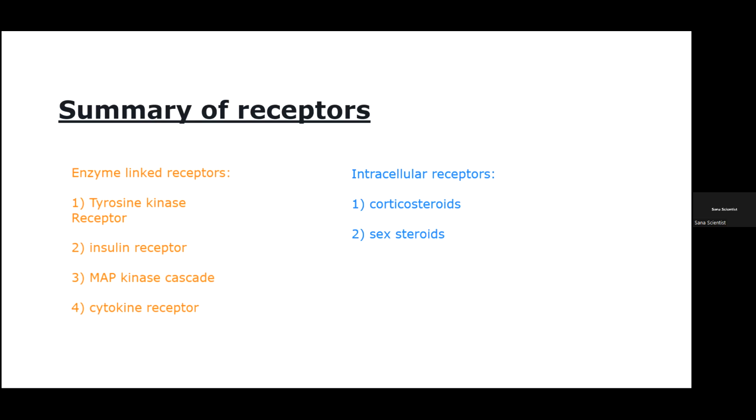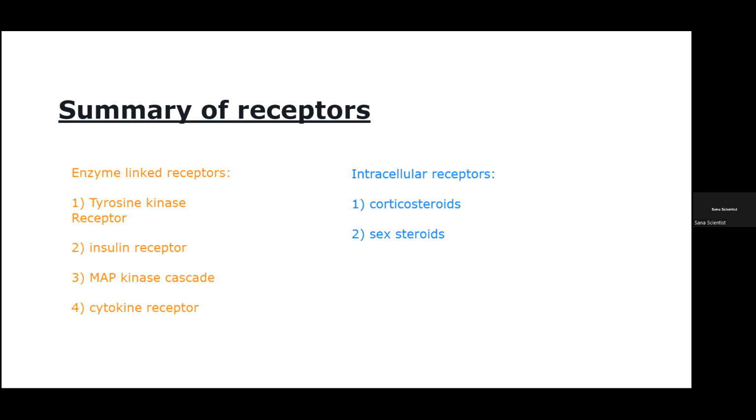I'm going to talk about the next types of receptors, and the MAP kinase cascade is also very important, but I assume that you already know it. Just to review, you should know that there is RAS activation, which will lead to RAF, MEK, ERK activation, the phosphorylation, and there will be the activation of transcription factors, and we will have cell proliferation.